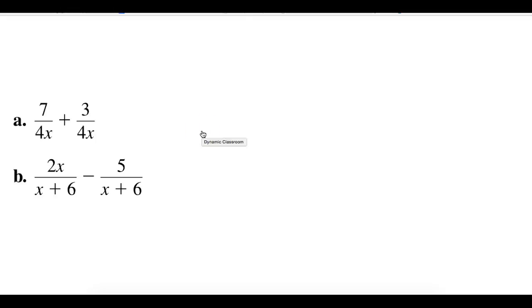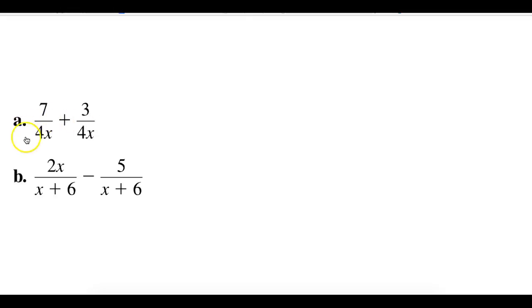Now, to do this first example, we're just going to go ahead and combine these fractions: 7/4x plus 3/4x. We first look and see if our denominators are the same. In this case they are. You have to remember, up to this point we've just worked with fractions that have coefficients, single numbers, as our denominators whenever you've added or subtracted them.